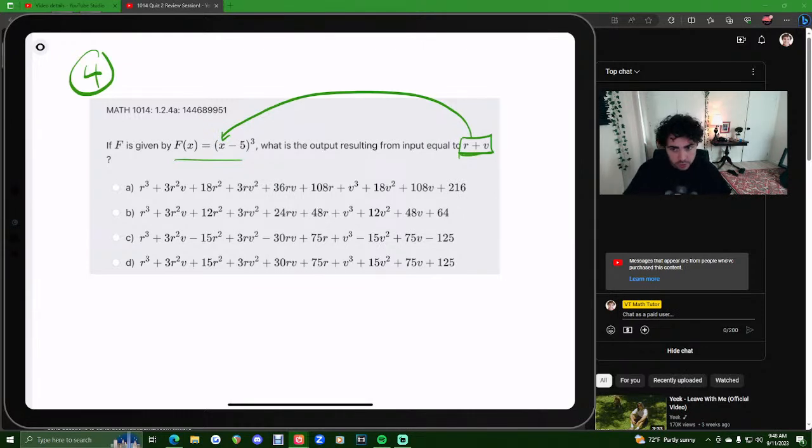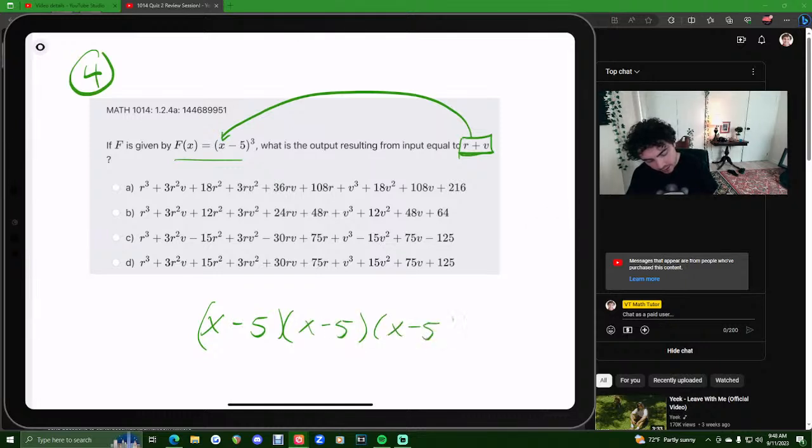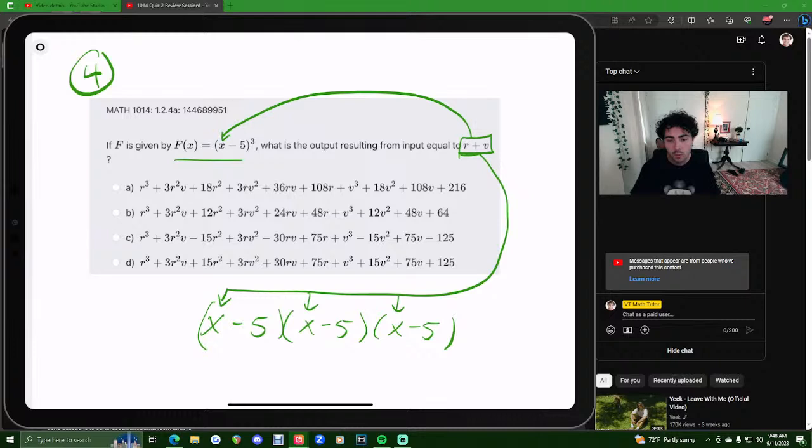I do not encourage you to do this. I don't think you have to do this for these. I don't know why these are problems in this section. It's very dumb. Here's my approach. If you were to expand anything with x minus 5 cubed, that's equivalent to x minus 5 times x minus 5 times x minus 5. And regardless of whether you put an r plus v in place of every one of these x's, what stays the same? The minus 5s. Minus 5, minus 5, minus 5.